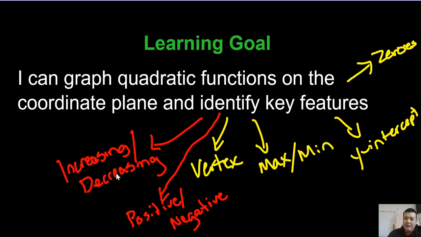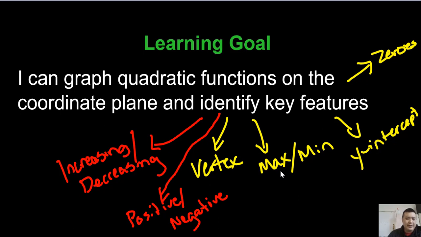Last time we talked about a few key features, mainly increasing and decreasing, where the function is increasing and decreasing, and positive or negative, where the function is above the x-axis and where it's below the x-axis. We also talked about the fact that quadratic functions make a parabola, a big curve upwards or downwards.